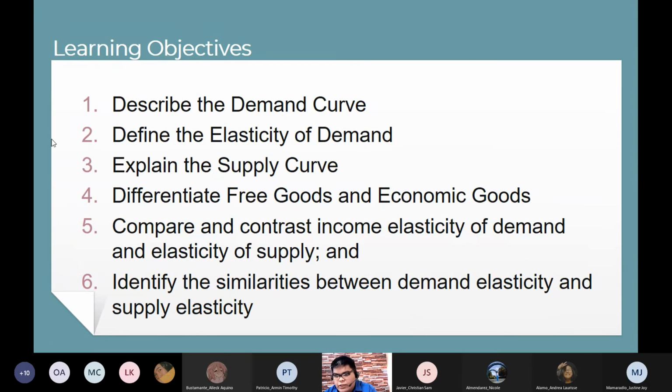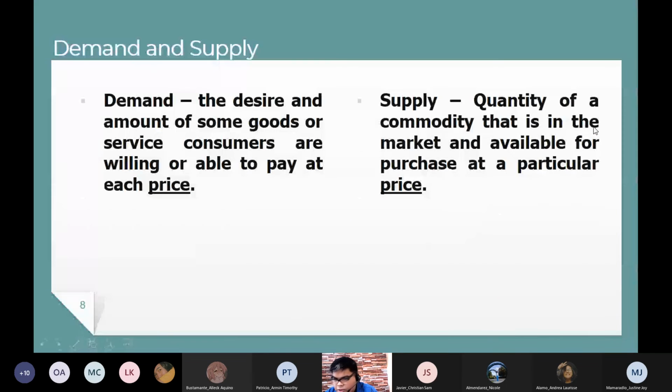Here are the learning objectives for today's lesson. So, you can read it in the book as well. Next. So, what is supply and demand?